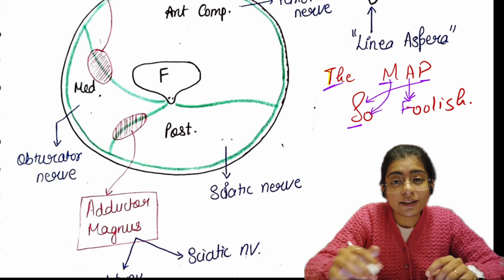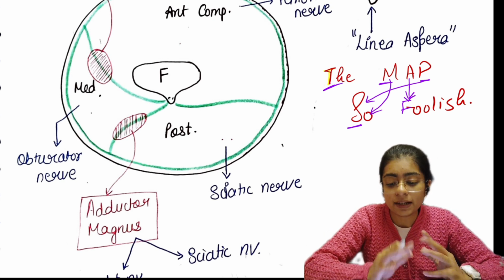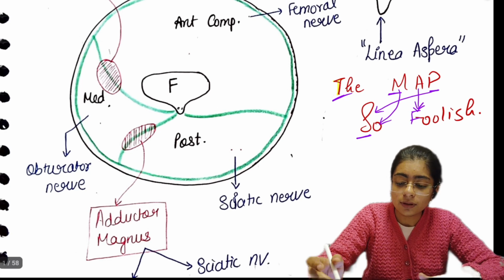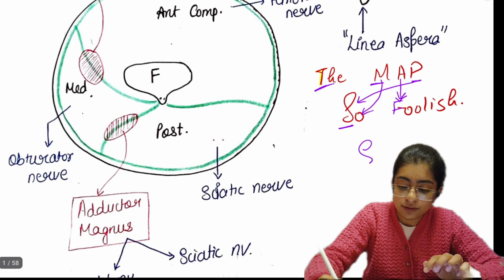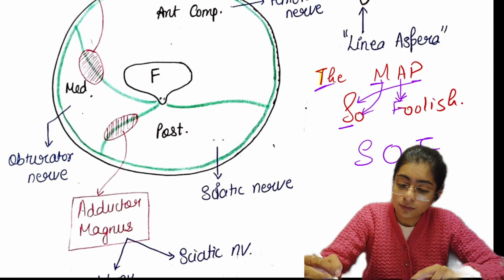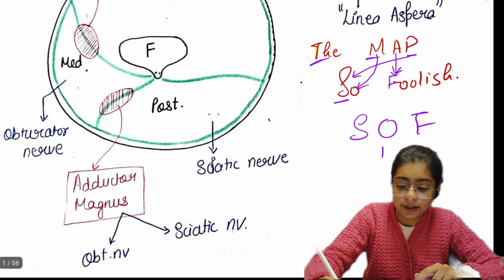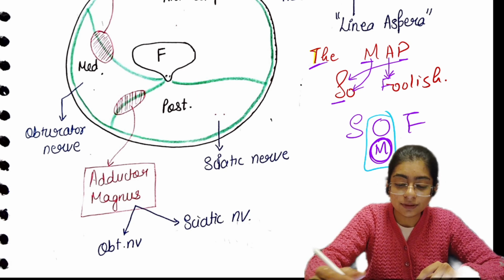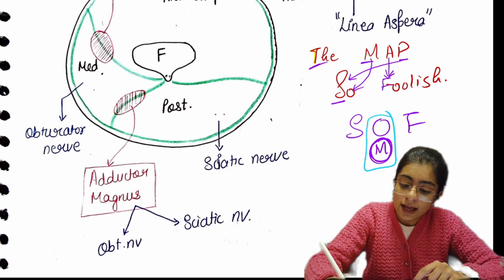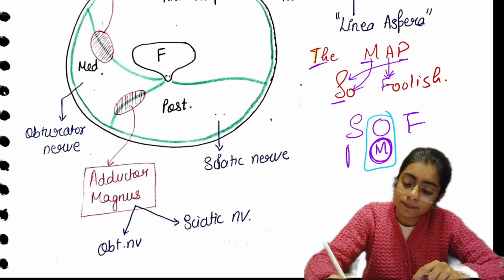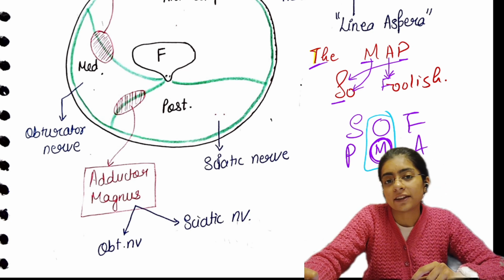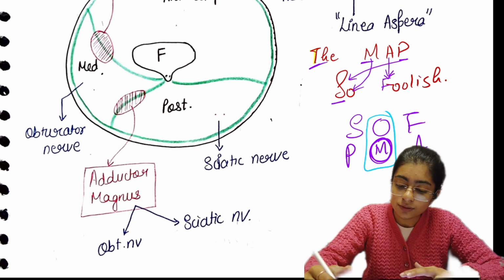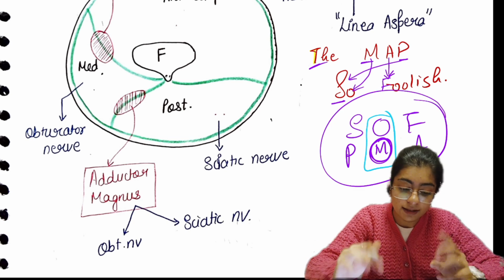You can learn this by some better way, but just to know, it is SOF. O is the medial compartment nerve. Om is famous, everyone knows, right? And S relates to P, and F relates to A. Okay, FA, the formative assessment. So this is a kind of thing you can understand and learn.